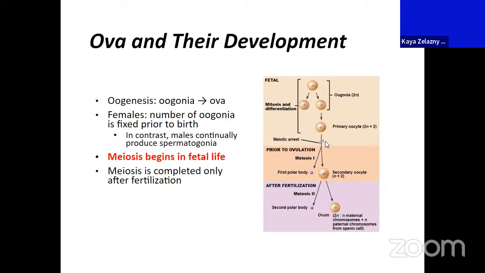So during meiotic arrest, you're going to be born, you're going to go through your childhood, you're going to hit puberty, and it's not until the cycling starts and ovulation starts that we're going to enter meiosis 1. So we're in stasis for a long time. Okay. So prior to ovulation, we're going to see meiosis 1 happening, creating a secondary oocyte and what we refer to as our first polar body.